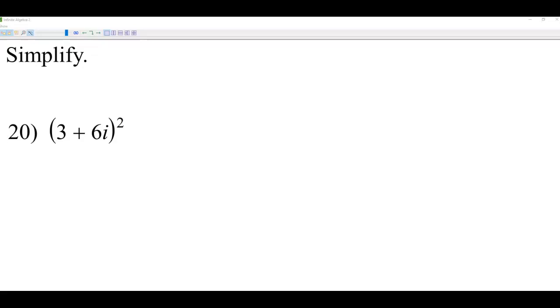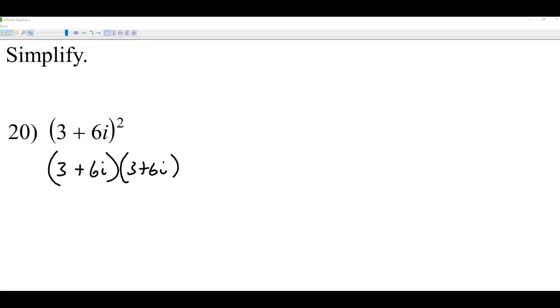Three plus 6i squared. So in this case, we're squaring a complex number, and that means you're multiplying the complex number by itself. Now I'm going to do this in two ways. The first way I'm going to do this is with a shortcut I taught you guys a couple weeks ago.